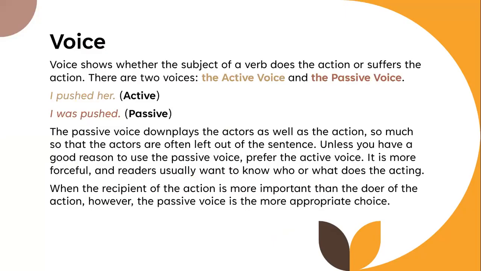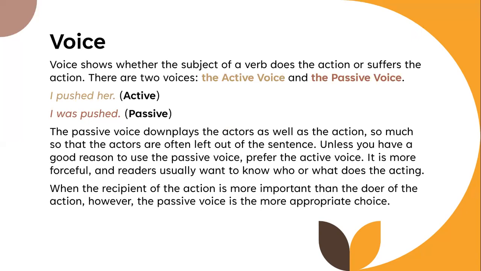So what is voice? Voice shows whether the subject of a verb does the action or suffers the action. There are two voices, the active voice, I pushed her, and the passive voice, I was pushed. The passive voice downplays the actors as well as the action, so much so that the actors are often left out of the sentence. As was said before, I was pushed. Who pushed the person? We don't know. So the actor or the doer of the action is left out of the sentence.